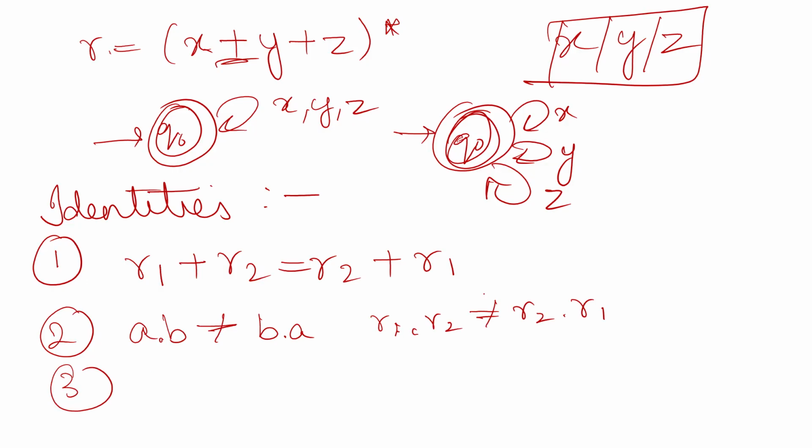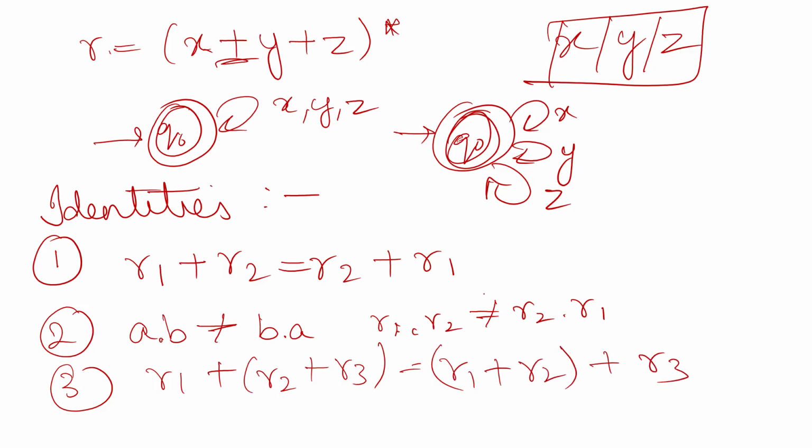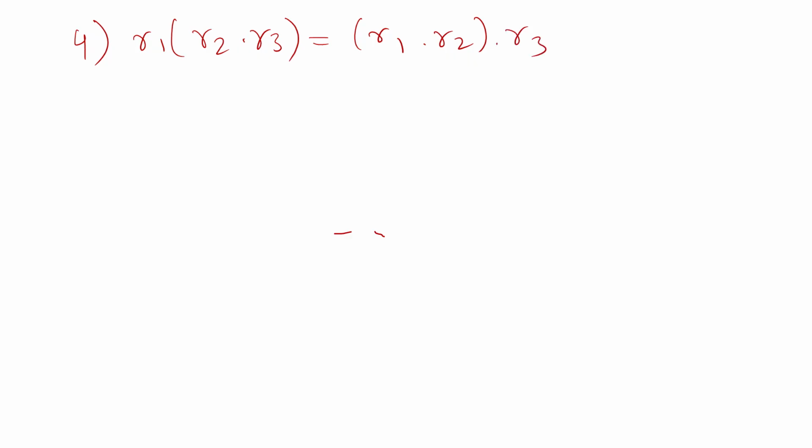Next property, R1 plus R2 plus R3 will be equal to R1 plus R2 plus R3, grouped either way. Now, next identity, the fourth one, is R1 into R2 into R3 will be equal to R1 into R2 into R3, grouped either way. These will be equal. When we take some examples, it will be more clear.